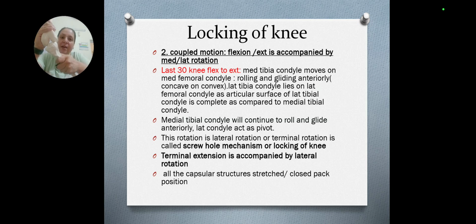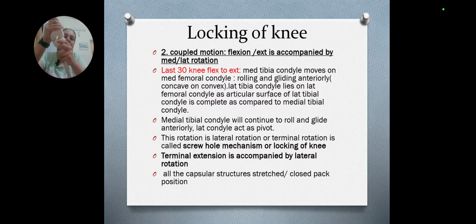We are talking about an open kinematic chain. The medial tibial condyle is moving on the medial femoral condyle, rolling and gliding anteriorly, as the concave surface is moving on a convex surface. The lateral tibial condyle lies on the lateral femoral condyle, as the articular surface of the lateral tibial condyle is already complete. In the last 30 degrees of flexion to extension, the lateral tibial condyle movement on the lateral femoral surface is already complete. As compared to this, the medial tibial condyle still has some play. So the medial tibial condyle keeps on rolling and gliding anteriorly, whereas the lateral tibial condyle acts as a pivot. This is the lateral rotation movement of the tibia.